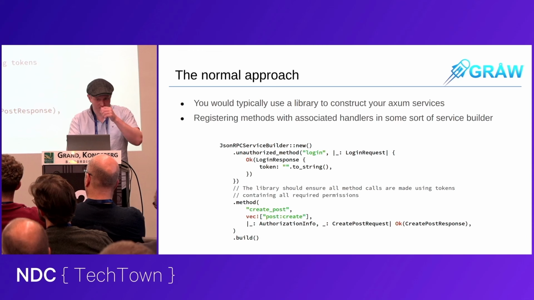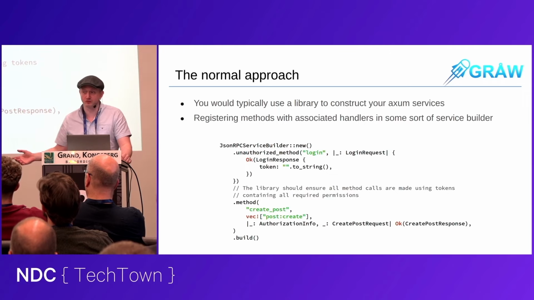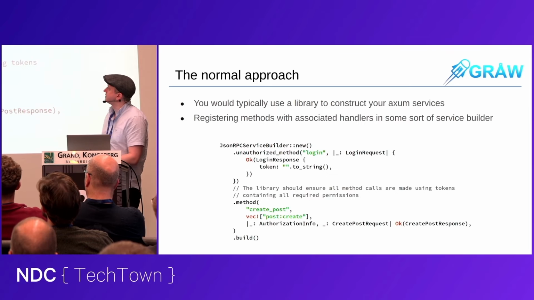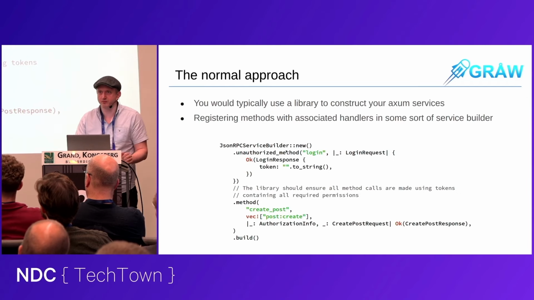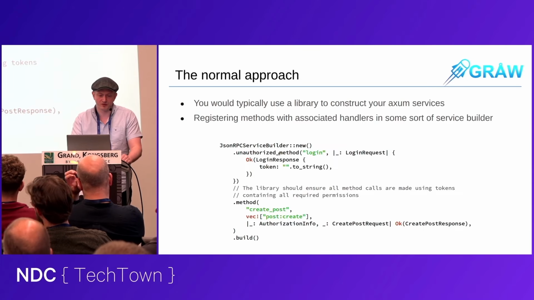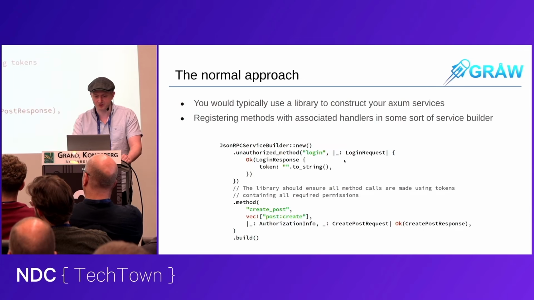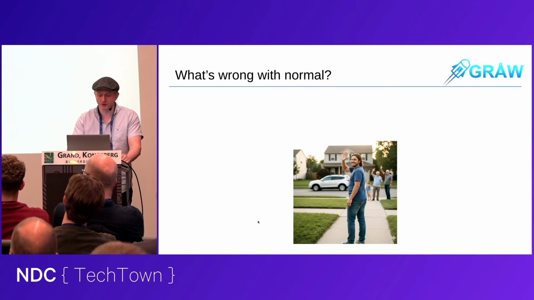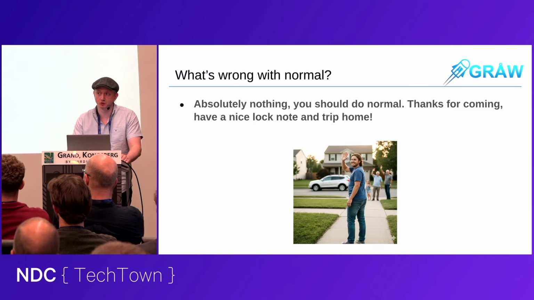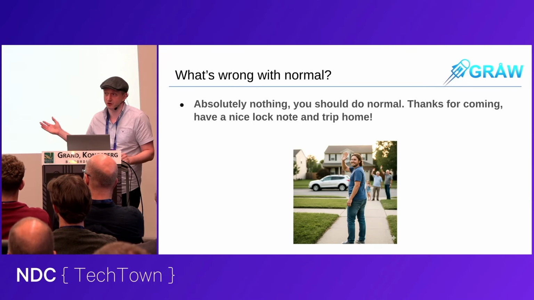And before we get into the macro world, the normal approach to writing a JSON RPC backend service would be something like this. You would have a library providing a JSON RPC service builder or a way of constructing them. You would register your methods with a name and some handlers. Notice this is still typed. It's a Serde type that is just expecting any value, which is basically asserted deserialized in this case. And it returns a value. That's it. Very simple, straightforward code. What's wrong with the normal approach? Absolutely nothing. You should do normal. Now, thanks for coming and have a nice lunch.